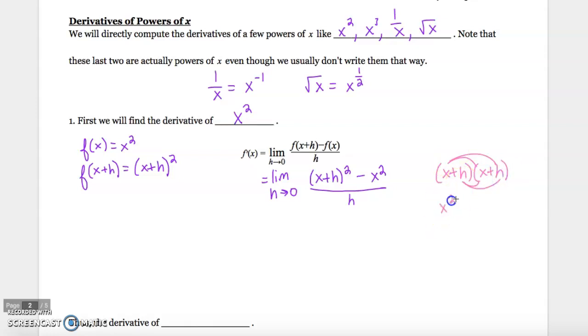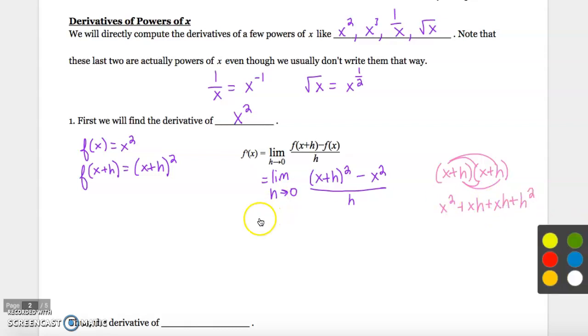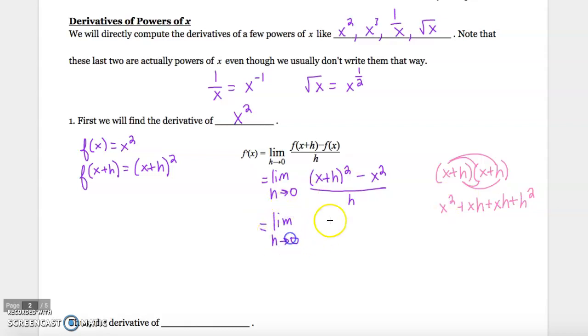So I get x squared plus xh plus xh plus h squared. Okay, so then when I come back in here, I have x squared plus 2xh, because I have two of them, plus h squared minus my x squared from up here still, all over h. Then I see some things that can cancel, so my x squared cancels with my negative x squared.